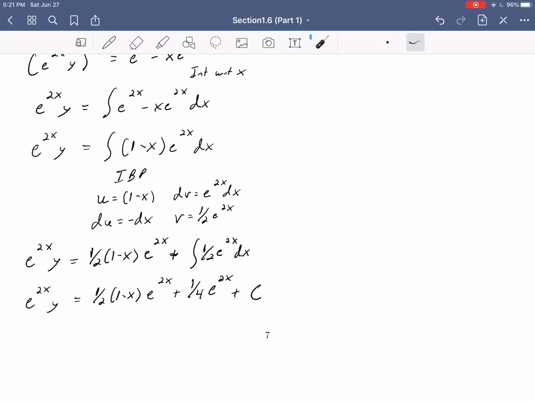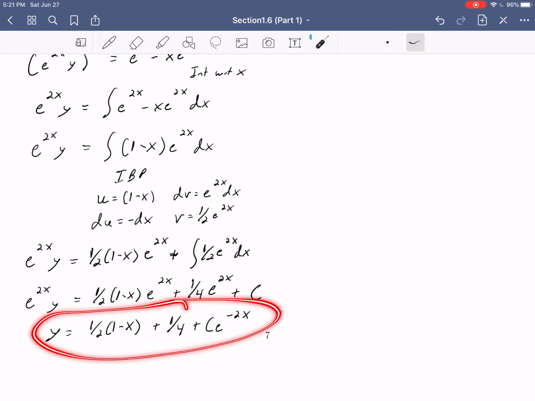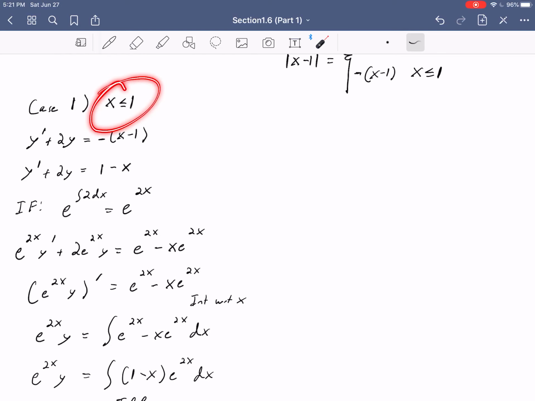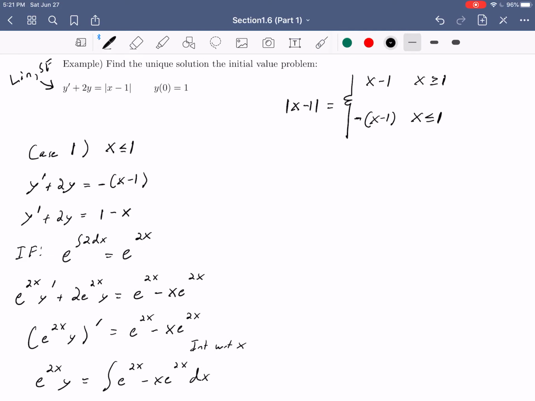All right, then we can finish up, divide by that e to the 2x, and it looks like we should get y is 1/2 (1 minus x) plus 1/4, plus c e to the minus 2x. All right, so this is sort of what our solution should look like when x is less than or equal to 1. Now we're going to do a second case, and it should be very, very similar, for when x is greater than or equal to 1.